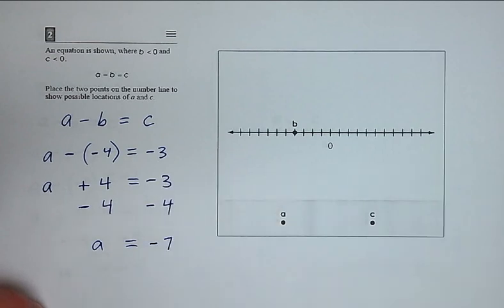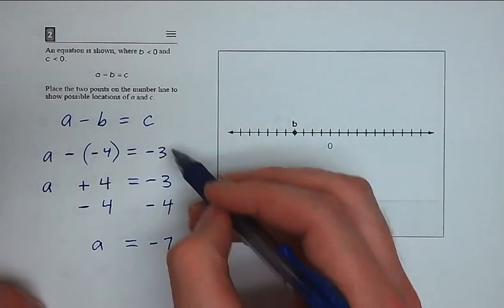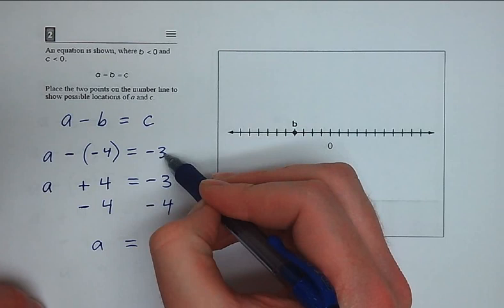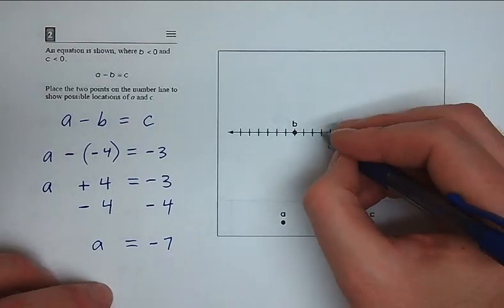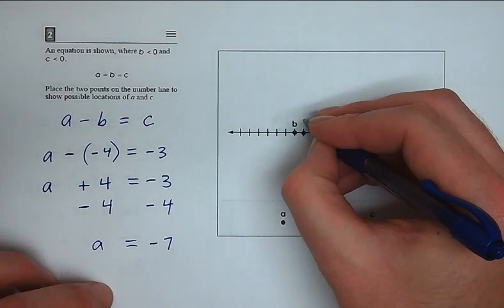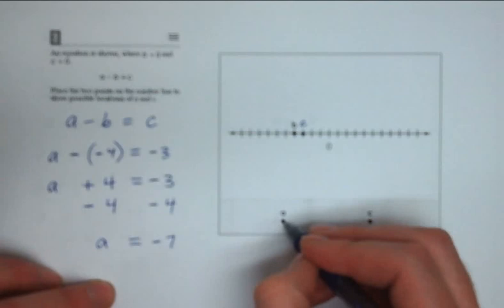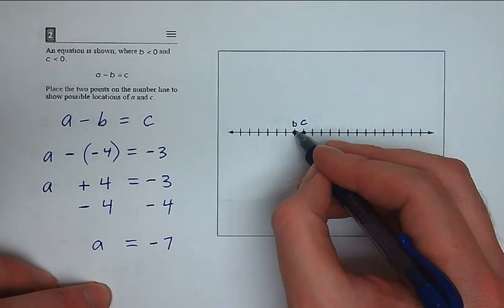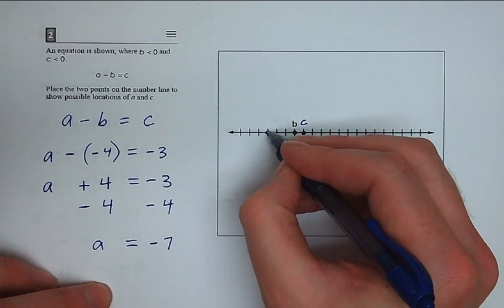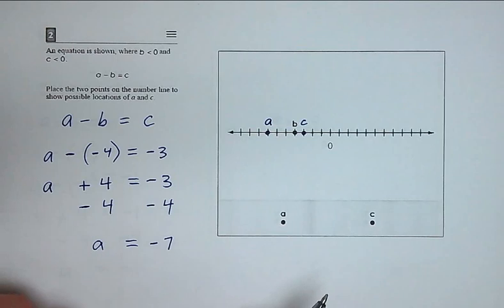So b is still -4. We said c could be -3 because that's less than 0. So you'd bring c up to -3, 1, 2, 3. This could be c. And we said a is -7 when all of those other things are true. So you'd bring a up to -1, -2, -3, -4, -5, -6, and -7 would be right here. This is another possible answer choice. There are many answer choices, but that's one more.